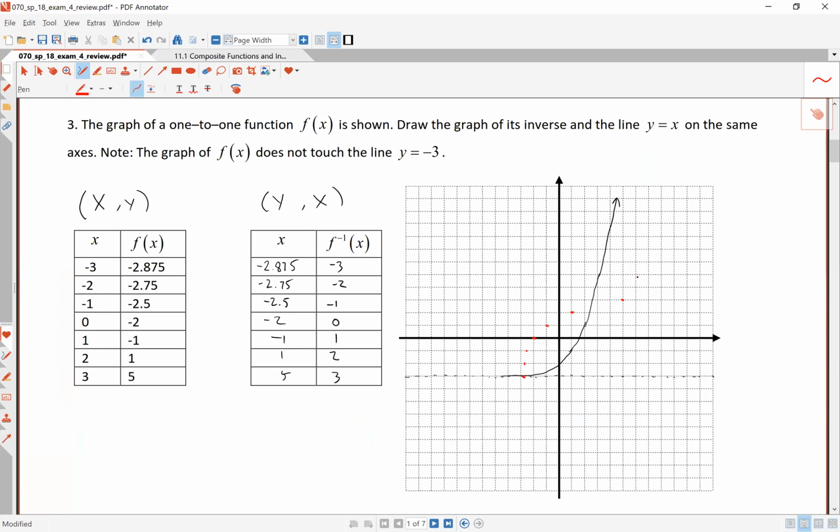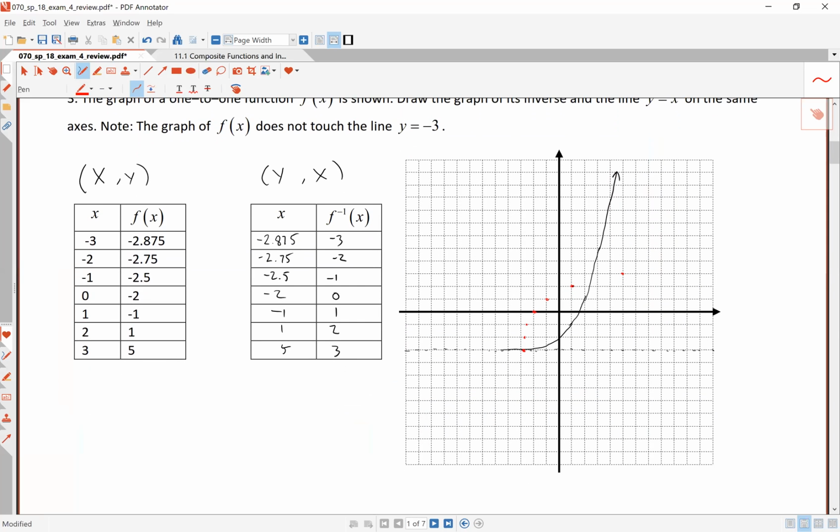So when we graph this, since the function f of x didn't touch the line y equals negative 3, the inverse function does not touch the line x equals negative 3. It continues to increase here, but slowly. Now we draw the line y equals x to show that each graph is a reflection of the other about that line.